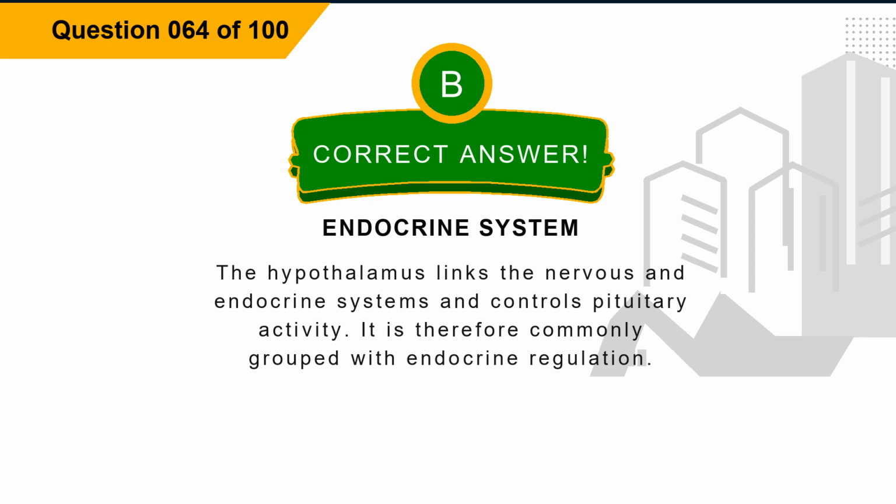Explanation: the hypothalamus links the nervous and endocrine systems and controls pituitary activity. It is therefore commonly grouped with endocrine regulation.